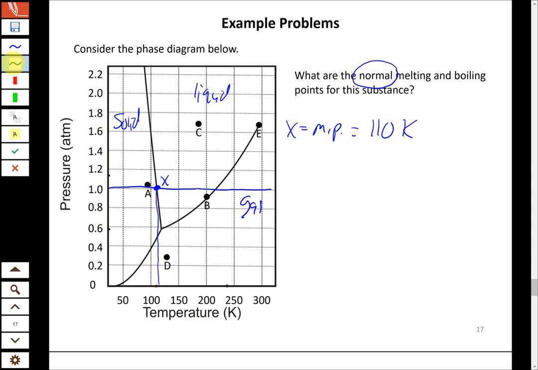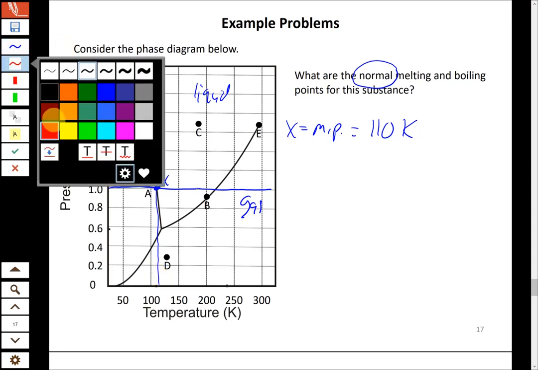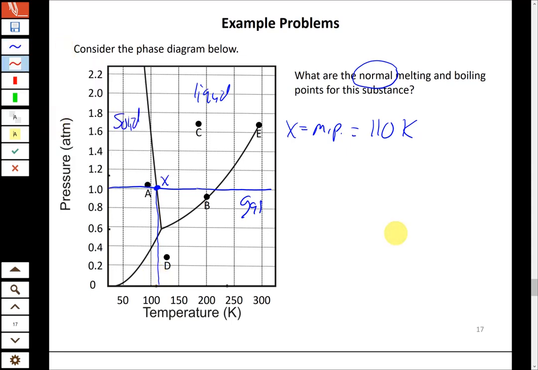And then for the boiling point, we need to find the liquid-gas line, the liquid-vapor line. Again, we're following the 1 atmosphere pressure to do normal boiling point, and that liquid-gas line occurs there at that pressure. We'll call that point Y just to label it more clearly. And so Y is the boiling point of the substance.